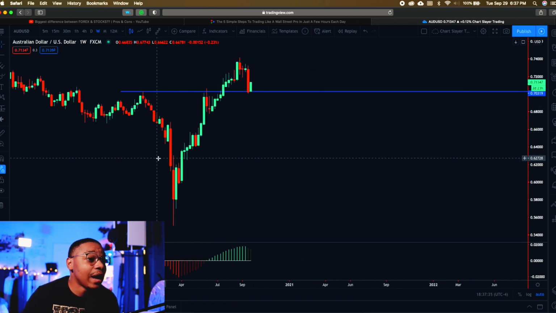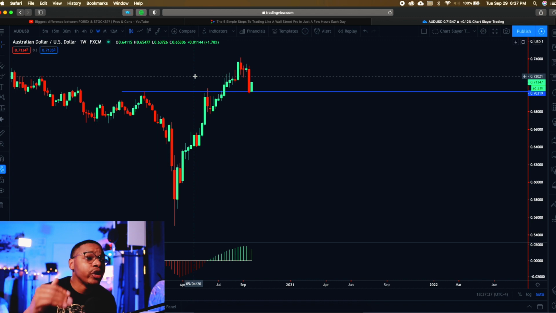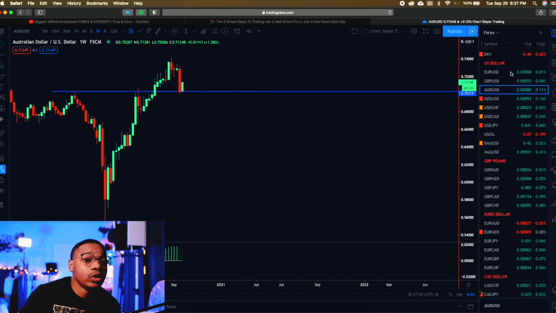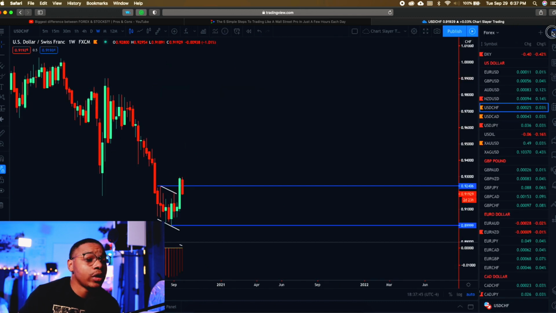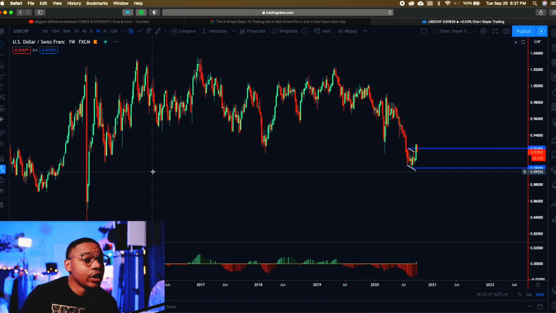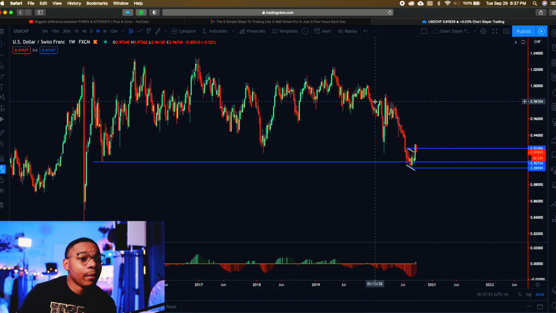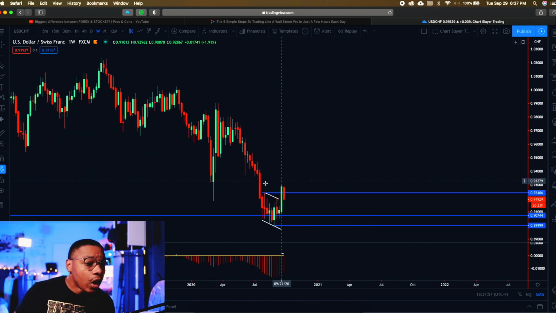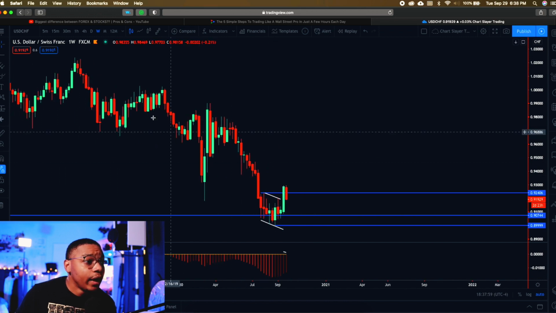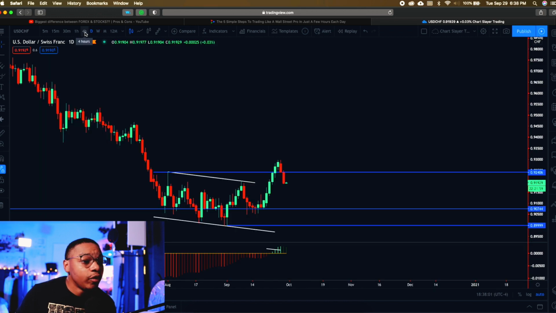So I want to make sure that I say that it's always at a major support and resistance level that you're looking to take these trades. So let's go to USD CHF. The first thing I want to show you guys is that we are at a major support level. This is our support level right here. Boom. Price came all the way down to this major support level, and now we are looking for a move up.